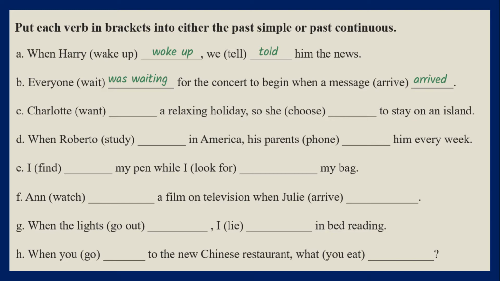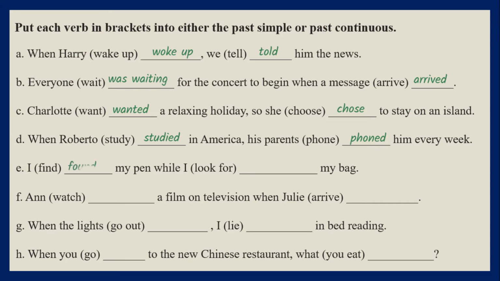C. Charlotte wanted a relaxing holiday. This is a fact in the past, which is one of the functions of past simple. So she chose, this is the main event, to stay on an island. Choose is another irregular verb. D. When Roberto studied in America, this is describing a fact or a situation in the past. His parents phoned him every week. This past simple sentence is describing something which happened on a regular basis or frequently in the past.